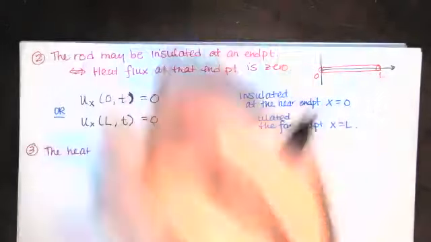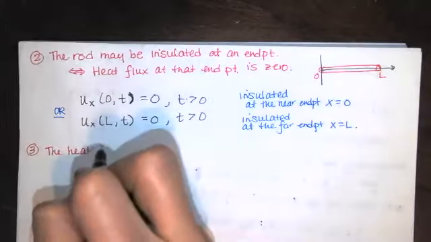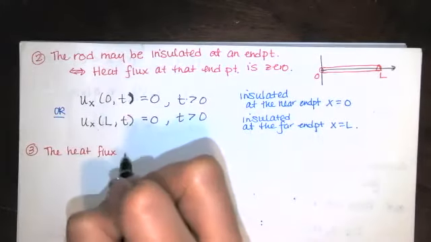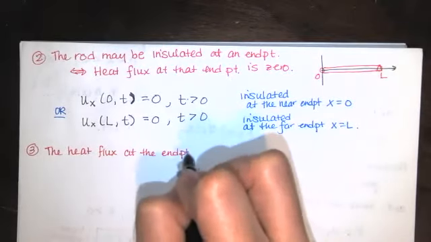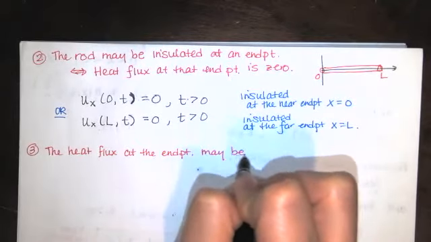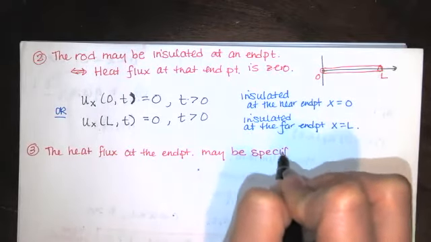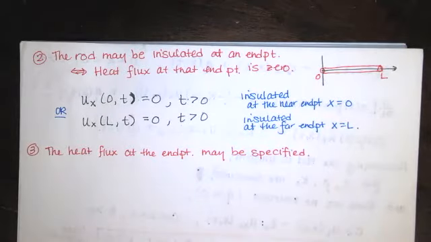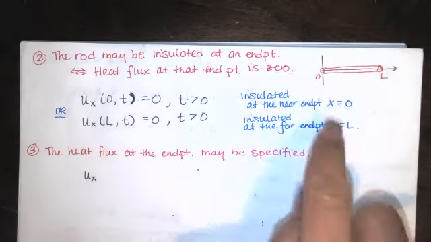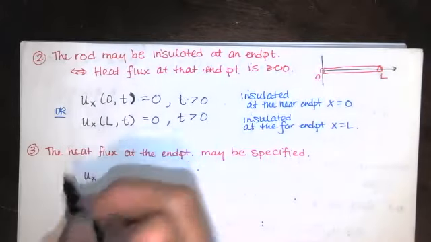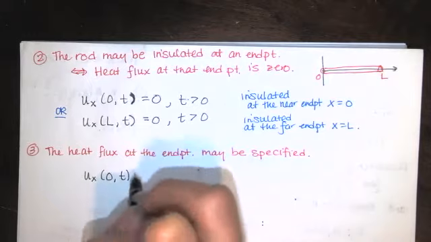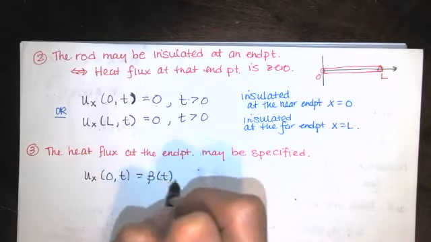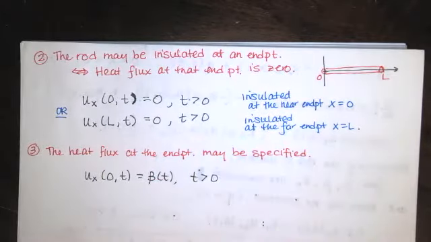Now it's also possible that they tell you what the heat flux is. Dr. Constanda actually combines these two, but I think that they ought to be addressed separately. In that case, that partial derivative of temperature with respect to that spatial variable, so we're saying how is the temperature changing as x changes, at the near endpoint, it might be given to be some function of t for t greater than 0.